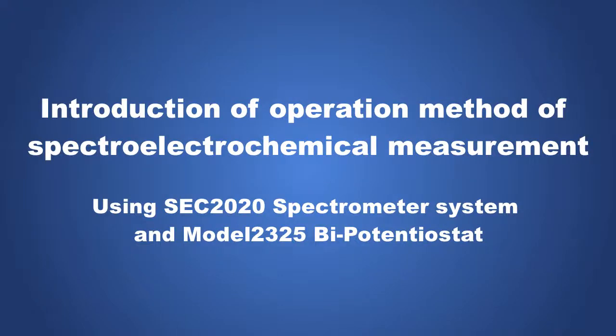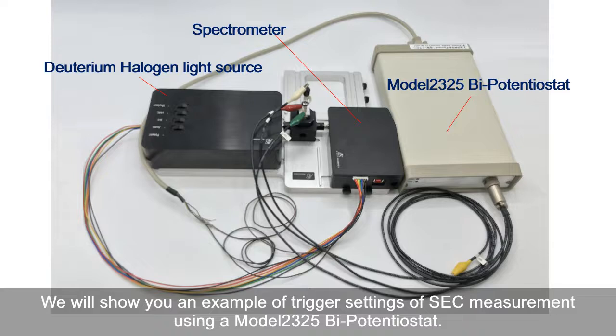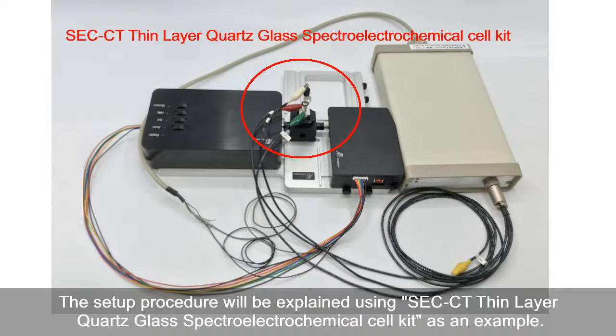Introduction of operation method of spectroelectrochemical measurement, using SEC2020 Spectrometer system and Model 2325 Bi-Potentiostat. Software and instrument trigger output settings. We will show you an example of trigger settings of SEC measurement using a Model 2325 Bi-Potentiostat. The setup procedure will be explained using SEC thin layer quartz glass spectroelectrochemical cell kit as an example.